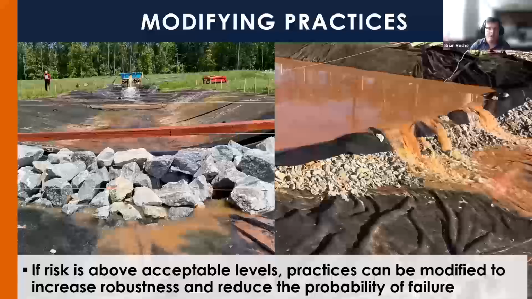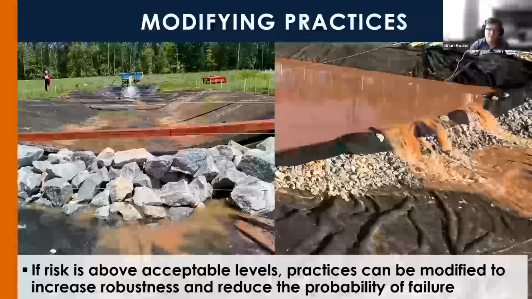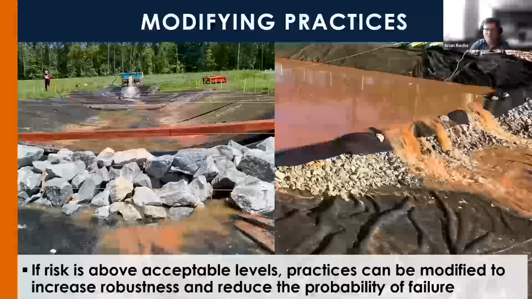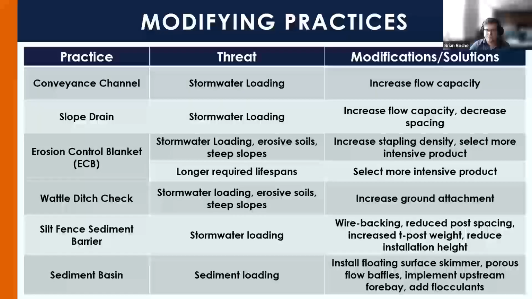The most common way would be modifications to practices as a method to lower that probability of failure and overall risk, which can be driven by research as well as existing design guidance. But here's a few examples. Both that design guidance and past research have indicated some of these modifications that can increase the robustness of practices and lower failure probabilities.